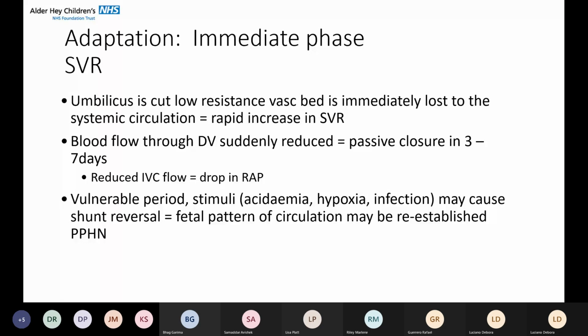Also remember that the first stages are quite a vulnerable period because, given a combination of circumstances, this normal process of a neonatal circulation could be easily reverted due to acidemia, hypoxemia, hypercarbia, and so on. And this is when we encounter reversal of our shunts, when we have this status of pulmonary hypertension of the newborn.